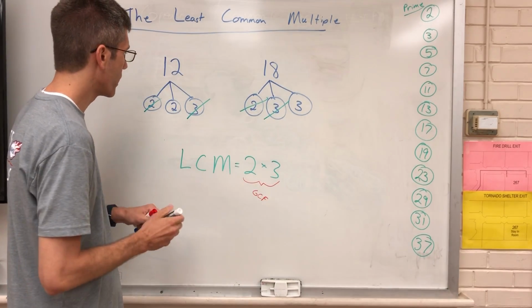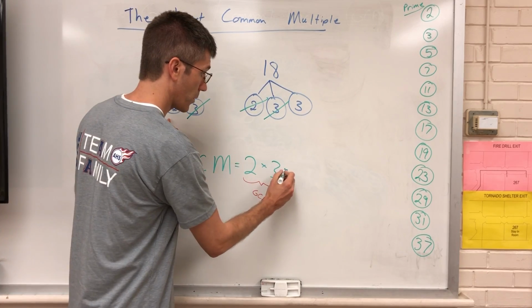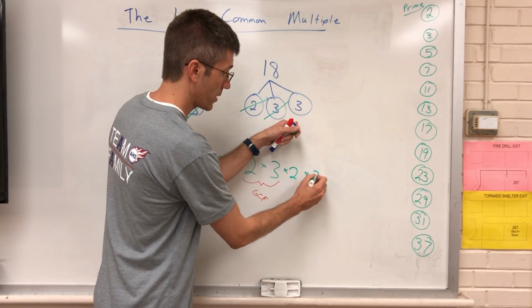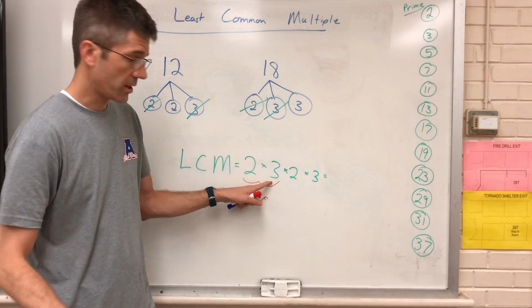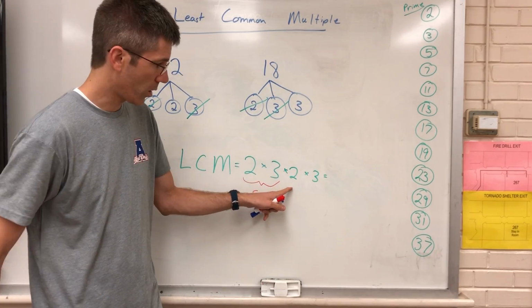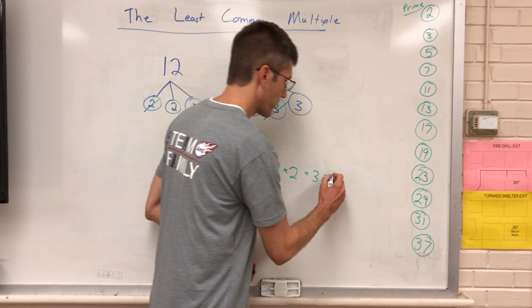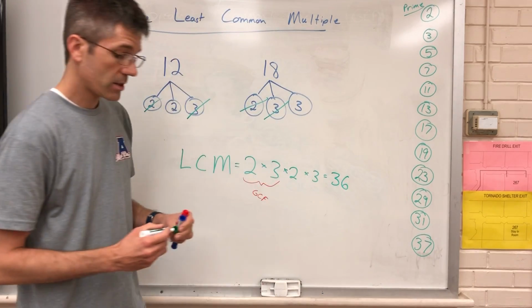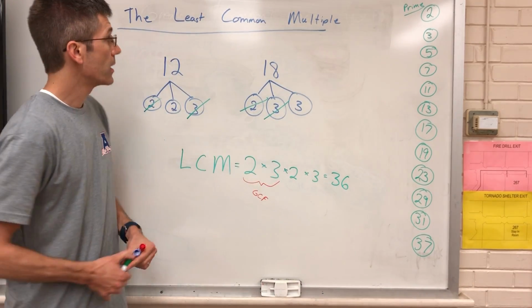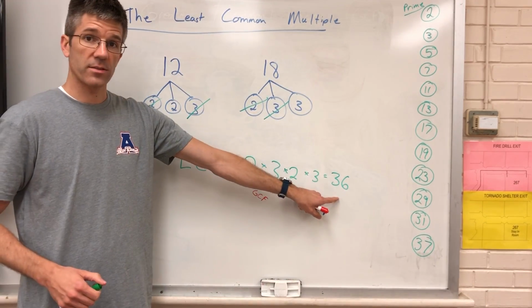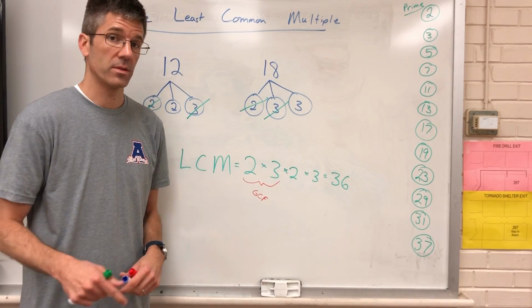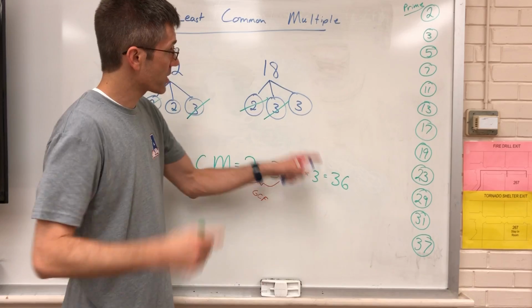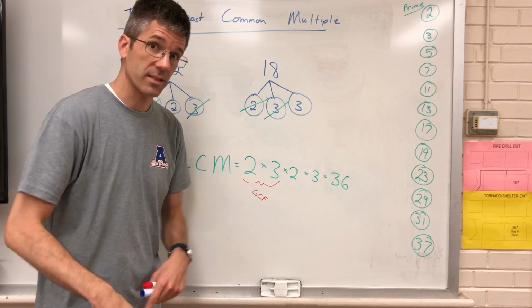All right, here goes. I still have a 2. I still have a 3. So 2 times 3 is 6, times 2 is 12. 12 times 3 is 36. So what this means is that 12 goes into 36. And if I was to say 36 divided by 12, I'd get a number that's not a decimal. And then if I do 36 divided by 18, I get a number that's not a decimal.